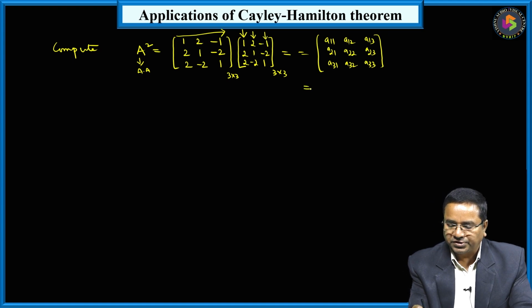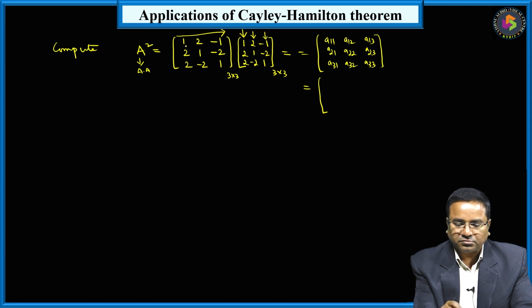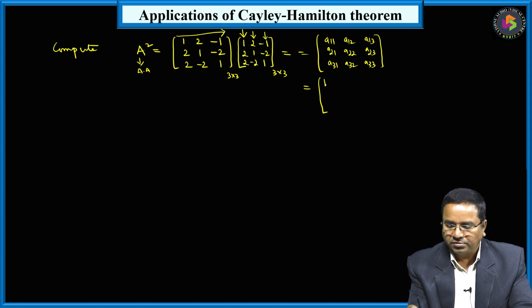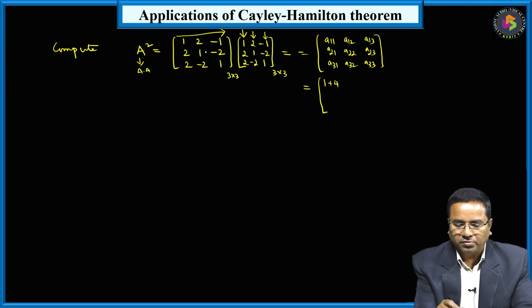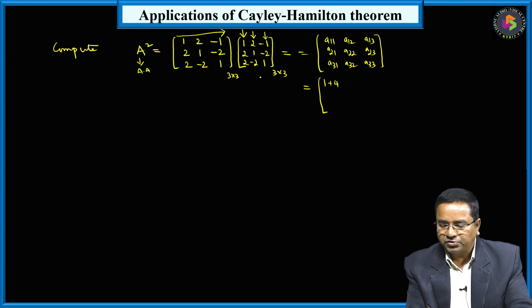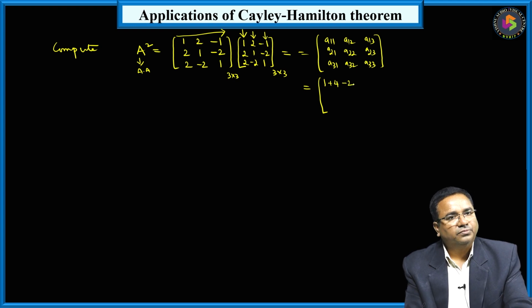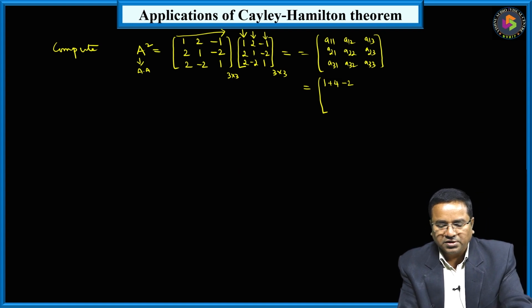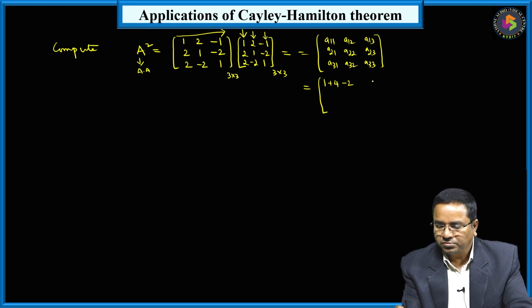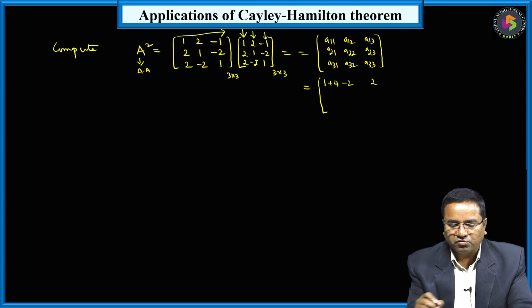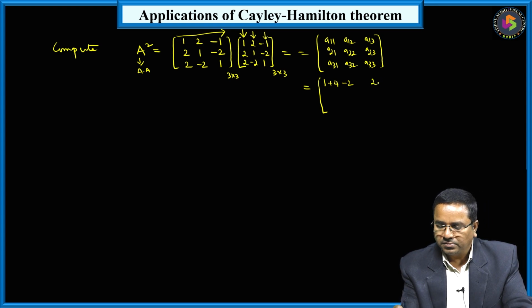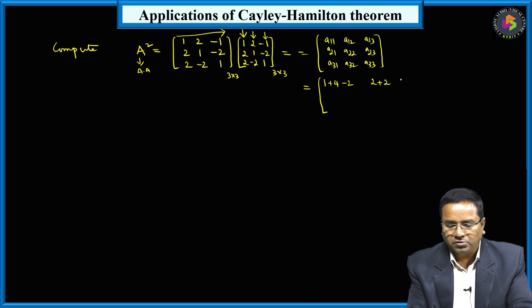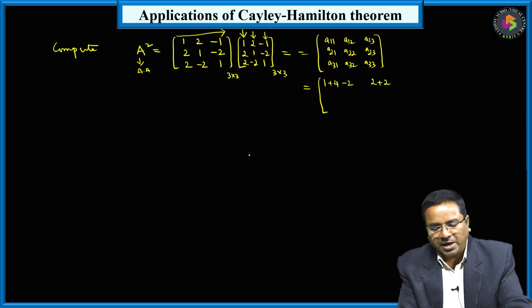So we'll compute one first. Look at this one. 1 times 1 is 1. 2 times 2 is 4. Then minus 1 times 2 is minus 2. Now A11 is over. A12: the first row multiplied with the second column. 1 times 2 is 2. 2 times 1, then minus 1 times minus 2.